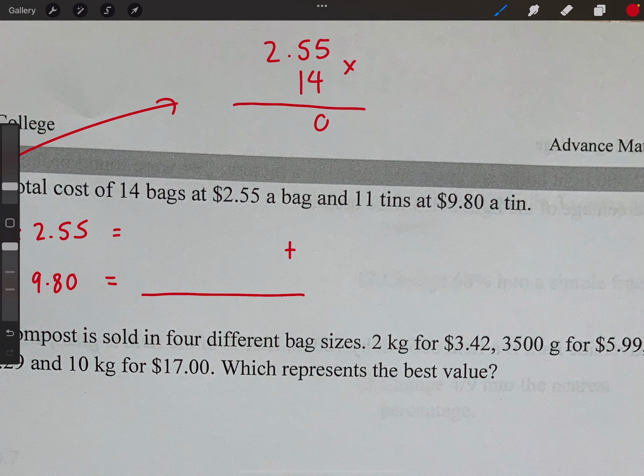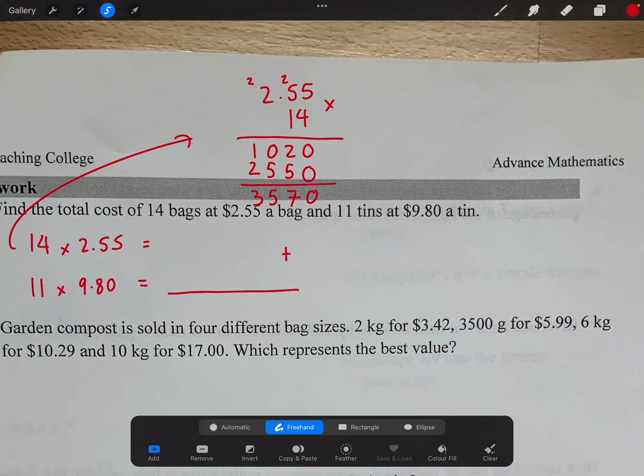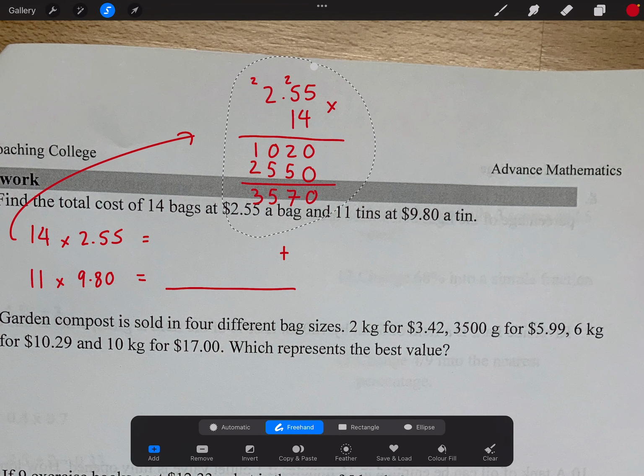4 times 5 is 20. 4 times 5 again is 20, plus 2 is 22. 4 times 2 is 8, plus 2 is 10. Magical 0. 1 times 5 is 5, 1 times 5 is 5, and then 2. Add it together, you get 0, 7, 5, 3. Now, where is the decimal place?